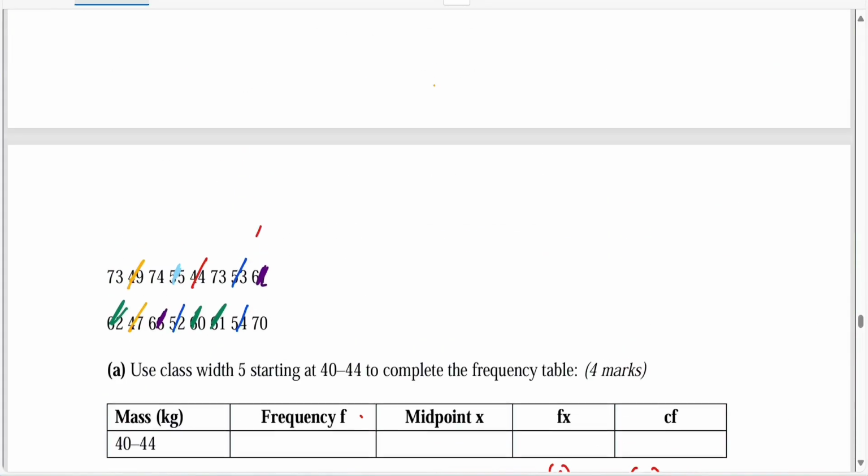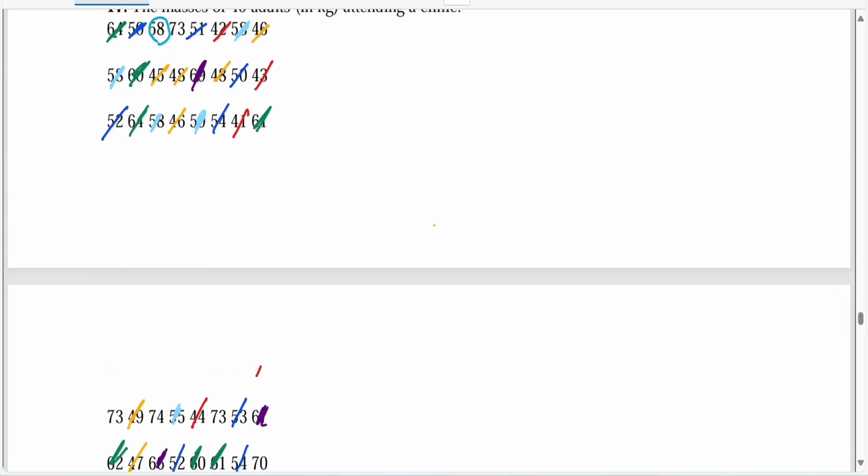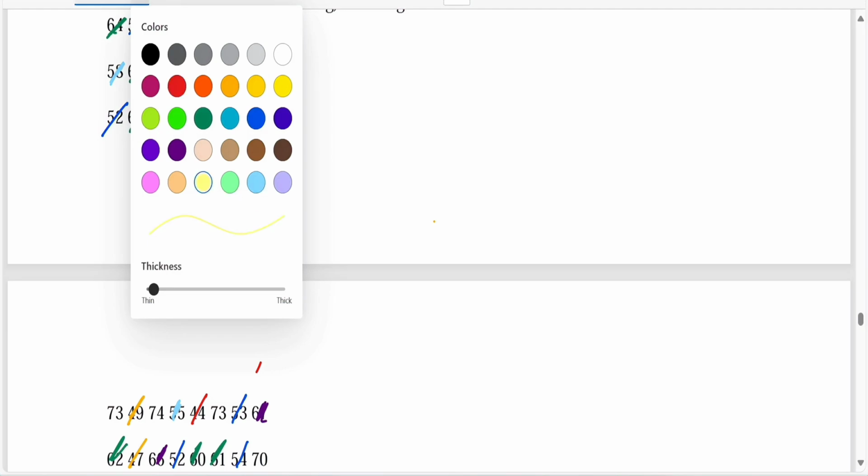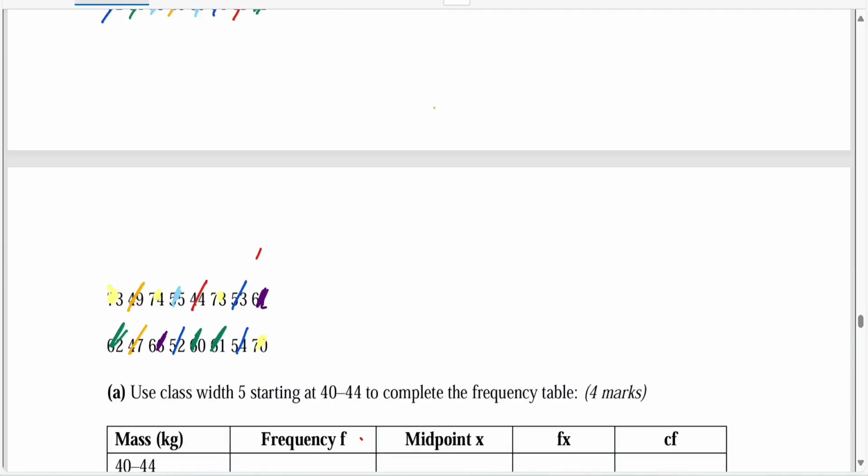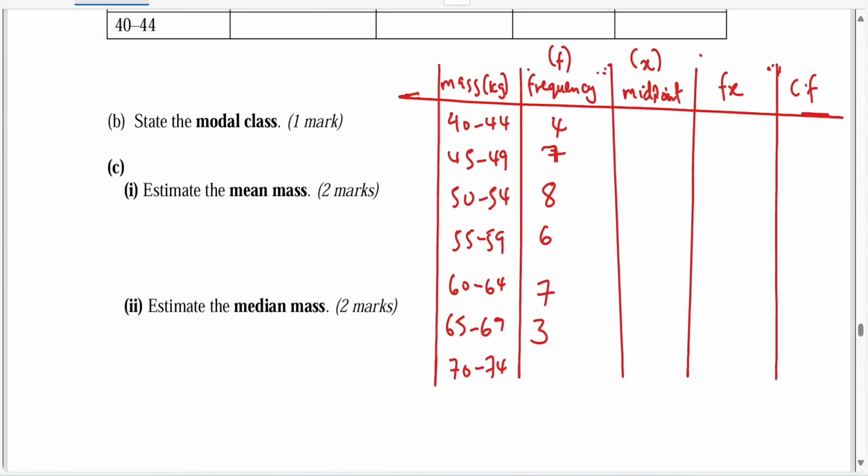And the last one. I'm even tired right now. The last one is 70 to 74. Which is this? 73. Which one else? This. And this one. So 1, 2, 3, 4, 5. That's the last. That is 5 numbers.